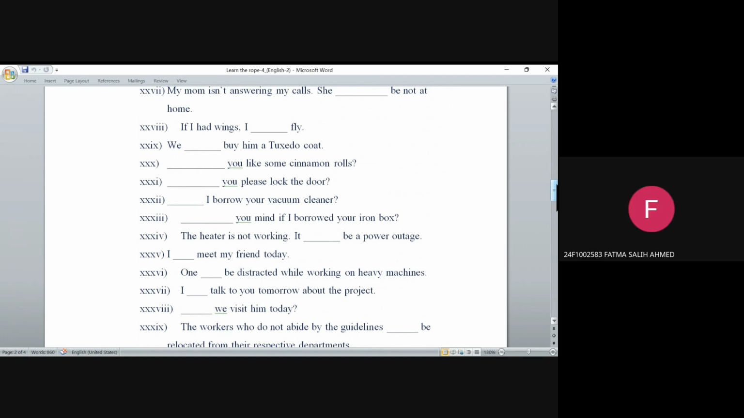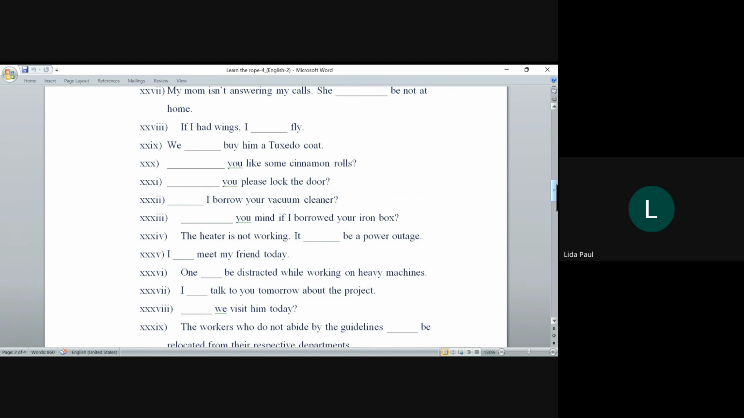Next one. Dash you like some cinnamon rolls? Would you like? 30th one. Would you like some cinnamon rolls? And this is a sentence that indicates offer. When you're making an offer of something to someone, then the modal verb that is actually used is would. Would you like some cinnamon rolls?